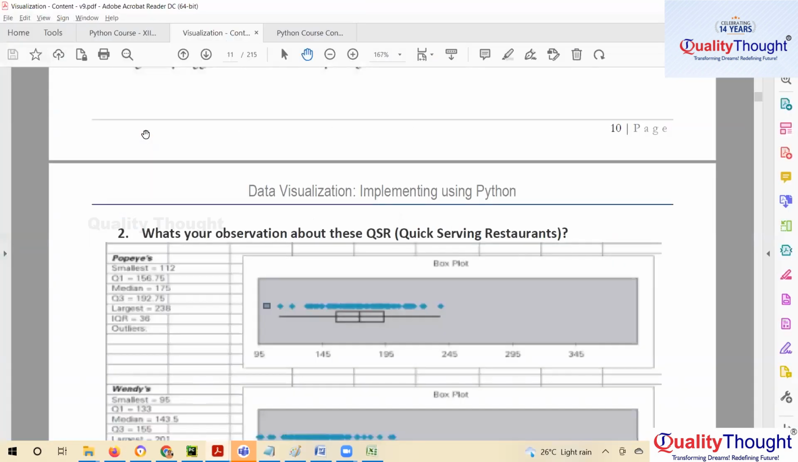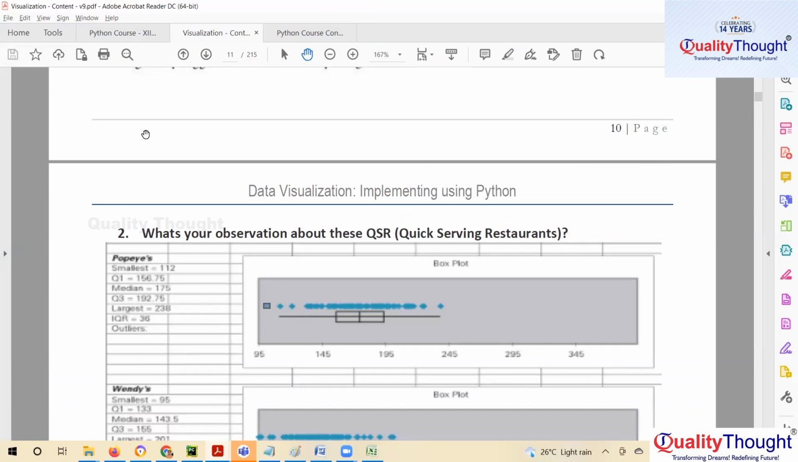Okay, so Popeyes is a restaurant. On the x-axis you have the values which talk about the service time, how much service time they take per order. So maybe you have looked at the entire order in a day. Let's say there are 100 orders. So you have plotted the graph based on the time taken to serve all the 100 orders. So what is the minimum value?